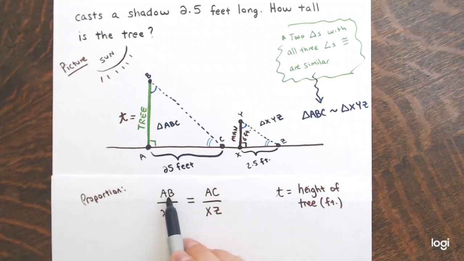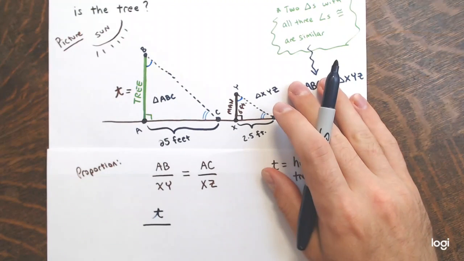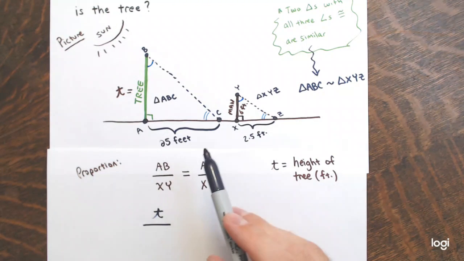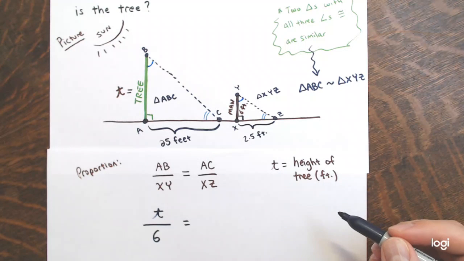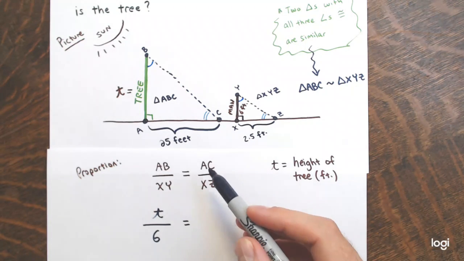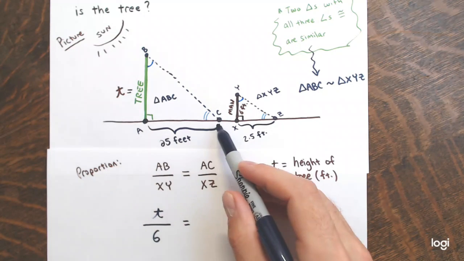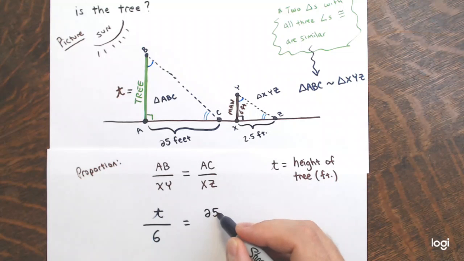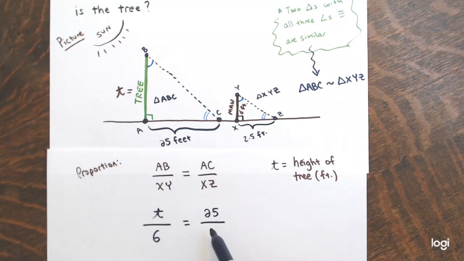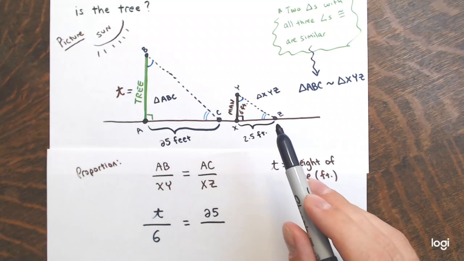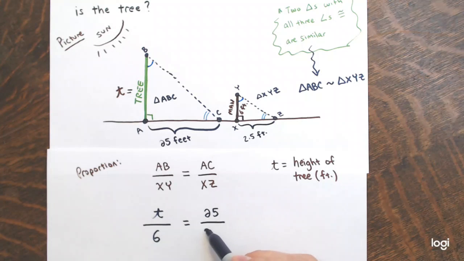All right. So the length of AB, that's the height of the tree. That's T feet for the numerator on this side. XY is the height of the man. That's 6 feet. I'm just going to put 6, because everything's in feet. No need to write feet all over the place. Alright, so that's the ratio on the left side. Equals, and on the right side, AC is 25 divided by, and then the denominator is XZ, and XZ is 2.5 feet long.